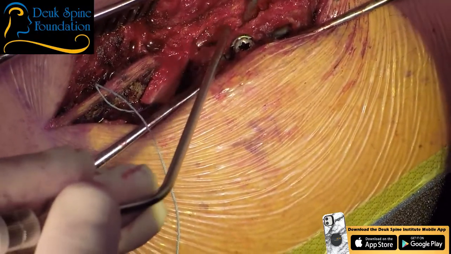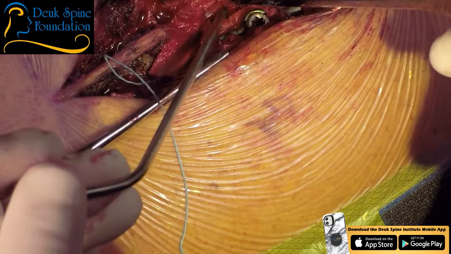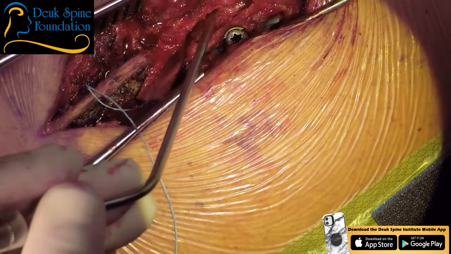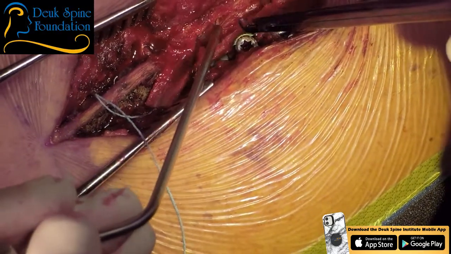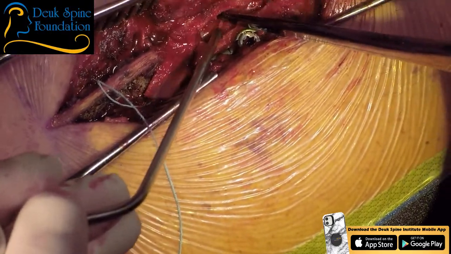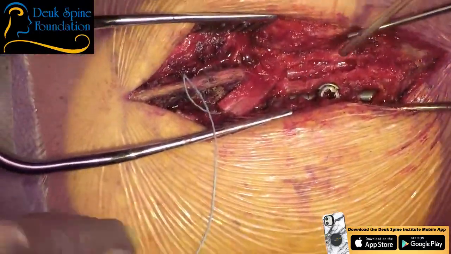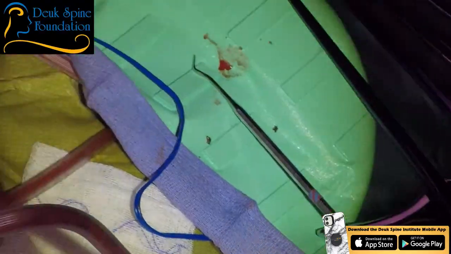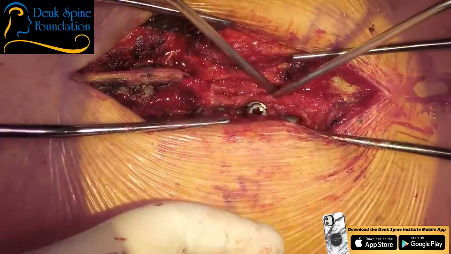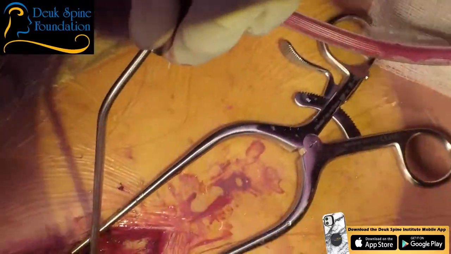By the way, you'll never see this surgery anywhere in the world done outpatient, except here. We're the only facility in the world that does this kind of surgery outpatient. As a matter of fact, every surgery you've ever watched at Deuk Spine is outpatient. We don't have a hospital. We have an ambulatory surgery center in our clinic, and that's it. So we're doing surgeries that most spine surgeons are scared to do even in the hospital, and we do them outpatient. This patient will take an hour to recover and then go home.